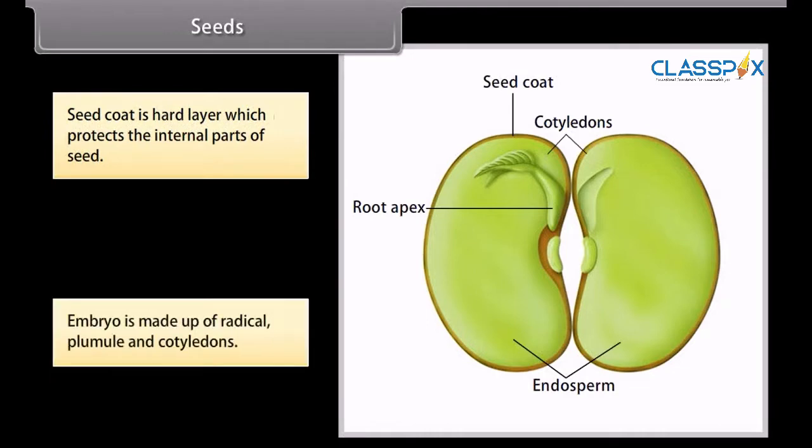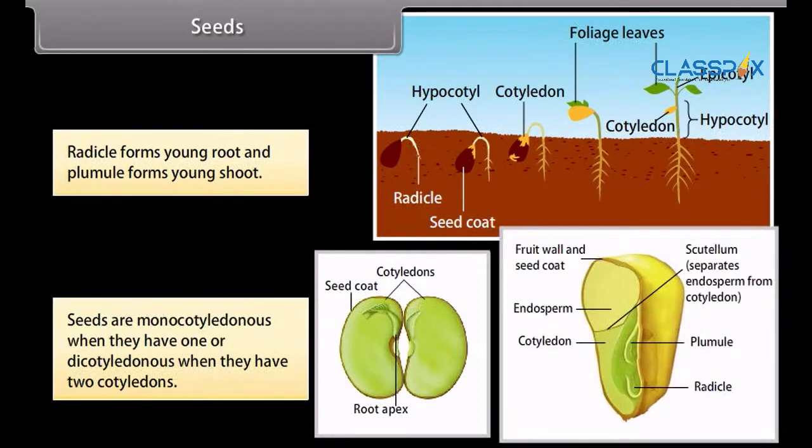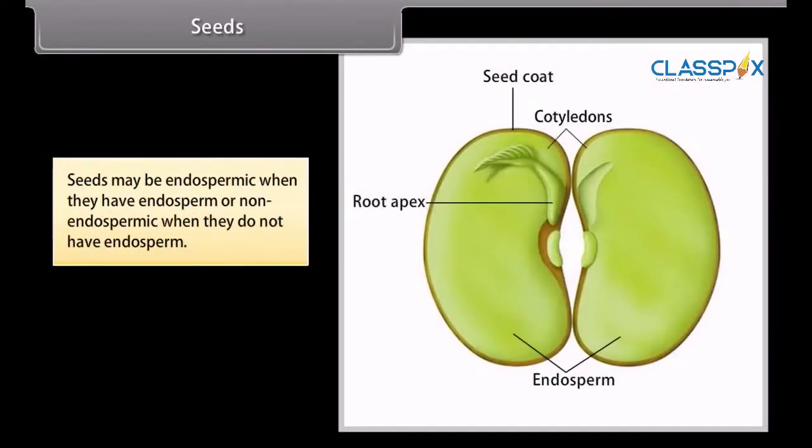Embryo is made up of radicle, plumule and cotyledons. Radicle forms young root and plumule forms young shoot. Seeds are monocotyledonous when they have one cotyledon or dicotyledonous when they have two cotyledons. Seeds may be endospermic when they have endosperm or non-endospermic when they do not have endosperm.